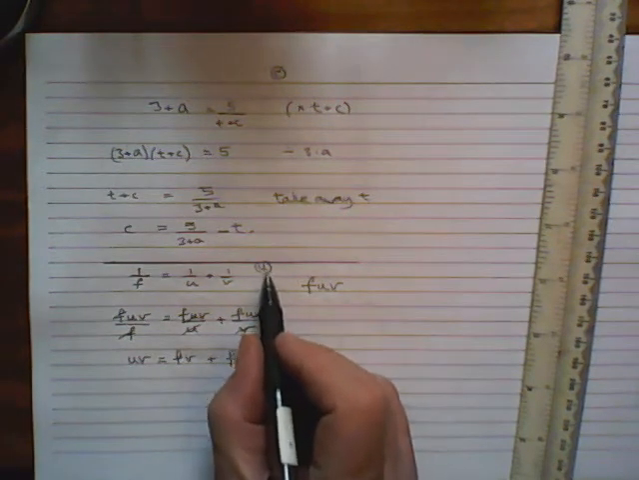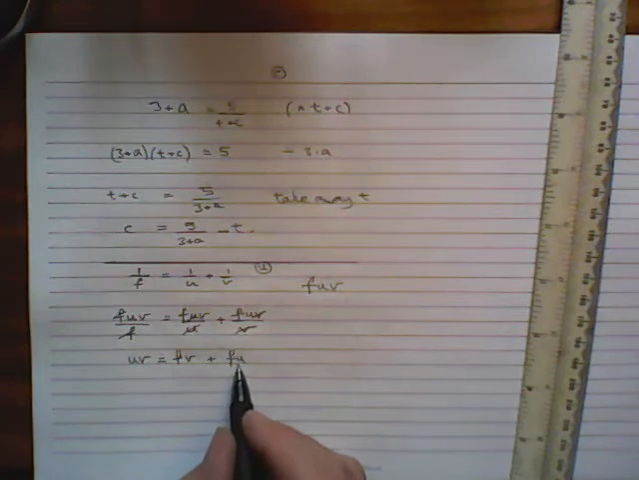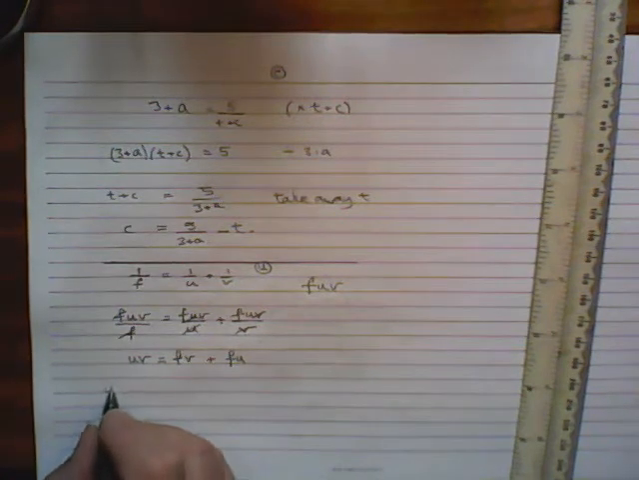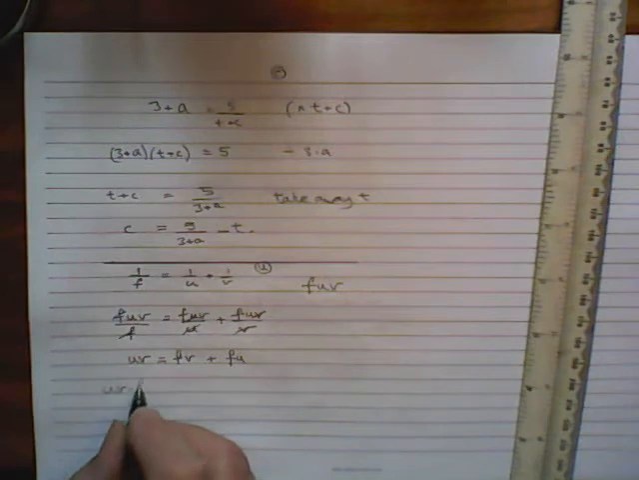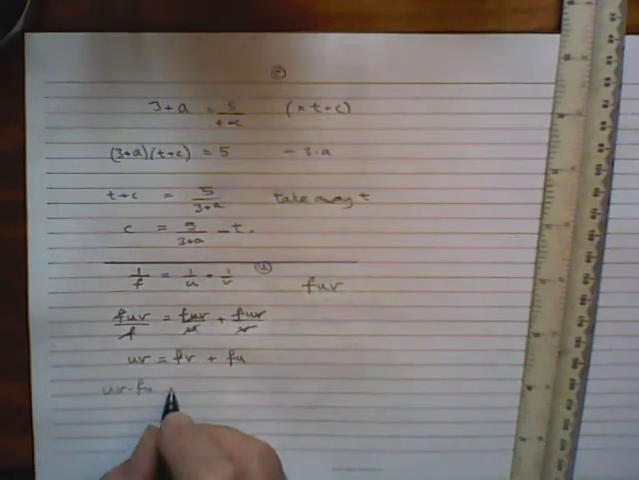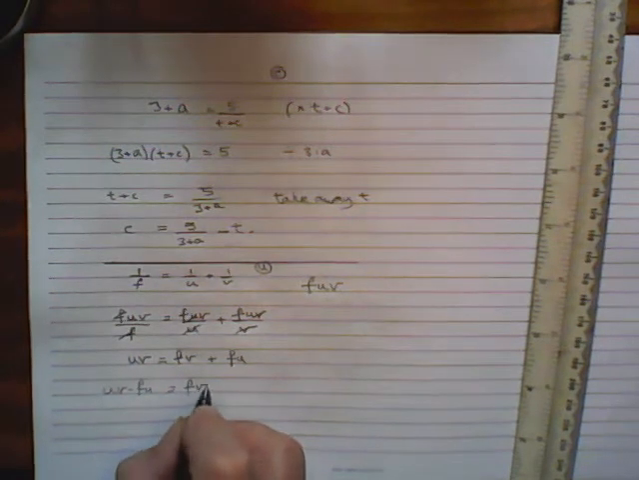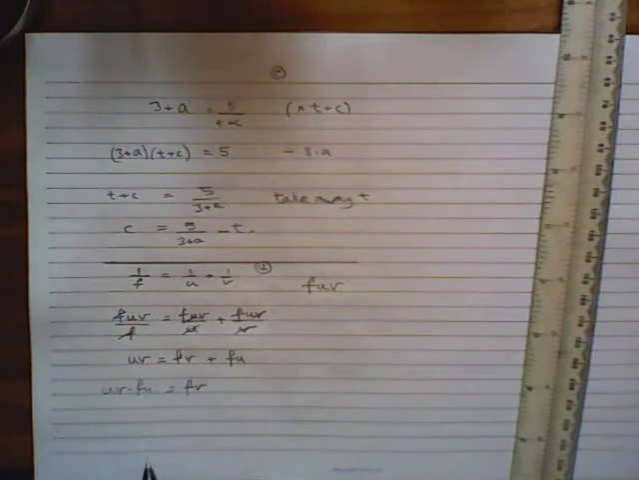So far so good. We're trying to find u. The u happens to be here. Well, one of them does anyway. What we want to do then is subtract fu from both sides. So we've got uv minus fu equals fv. So far, so good.